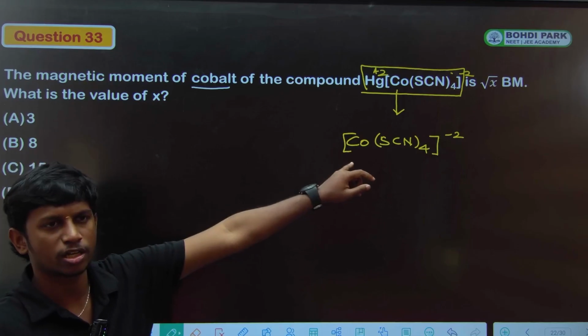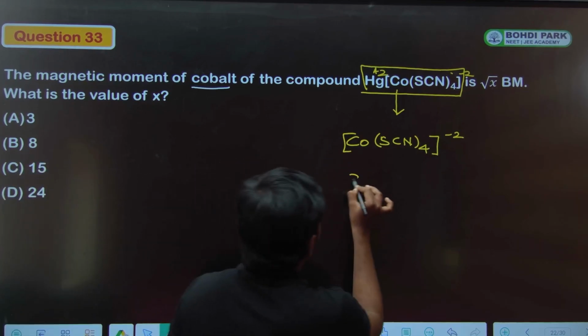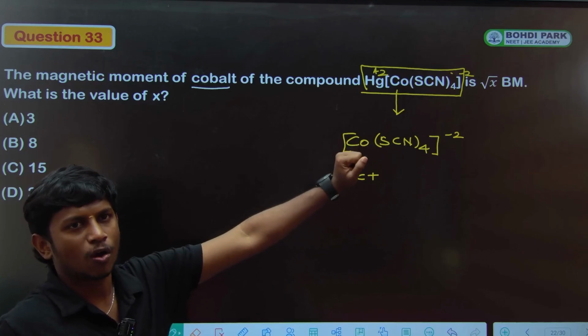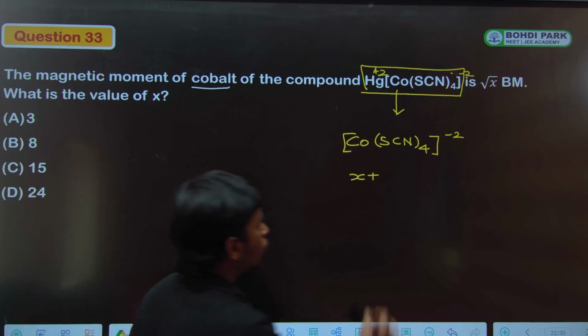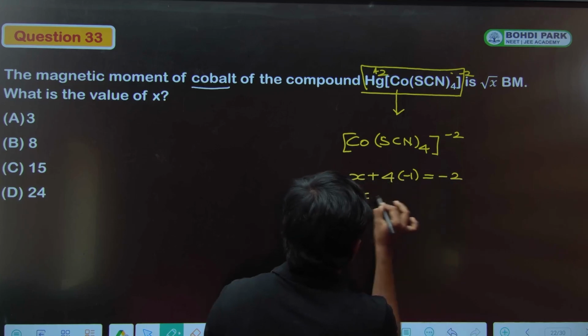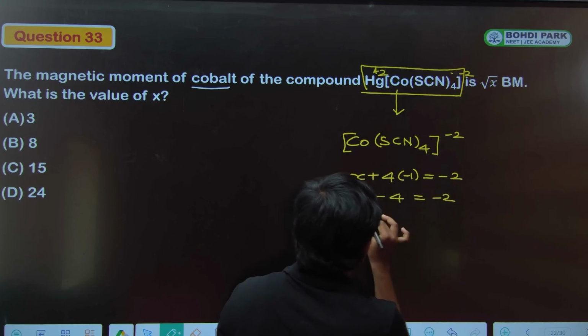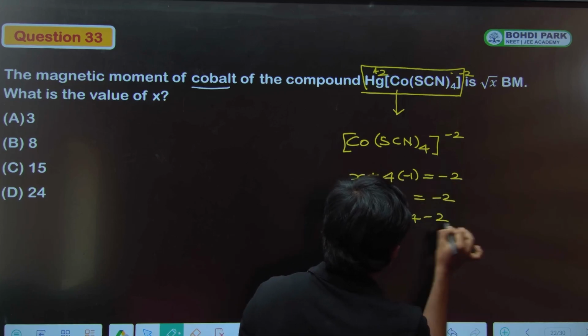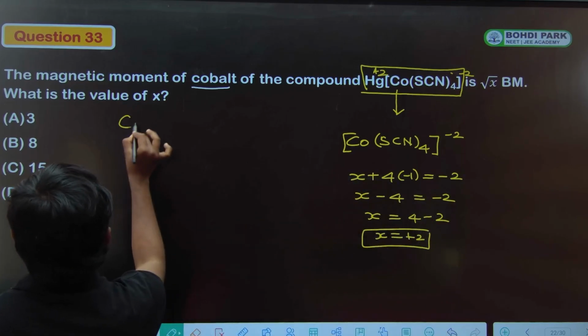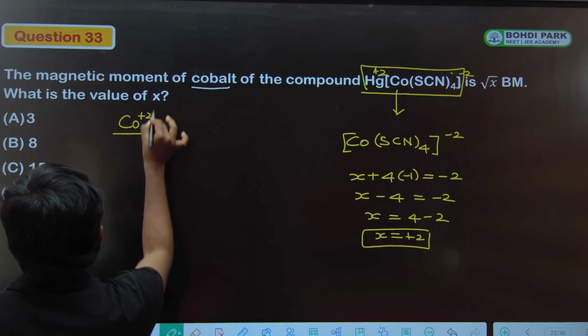Let us take the oxidation number of cobalt as x, we don't know it. The oxidation number of thiocyanate is -1. Okay, 4 into -1 is equal to -4. So x minus 4 is equal to -2. Then x is equal to 4 minus 2, which is +2. Cobalt oxidation state is +2.